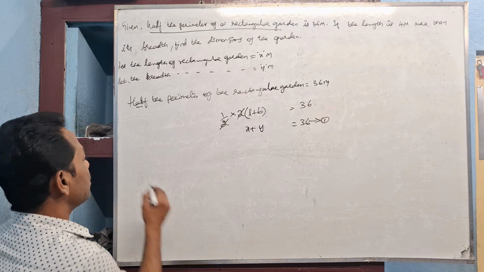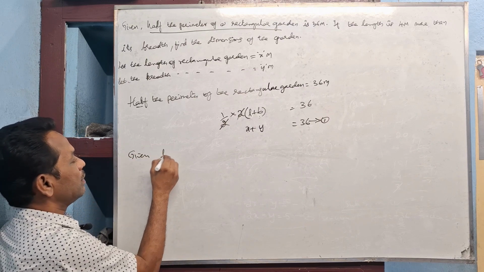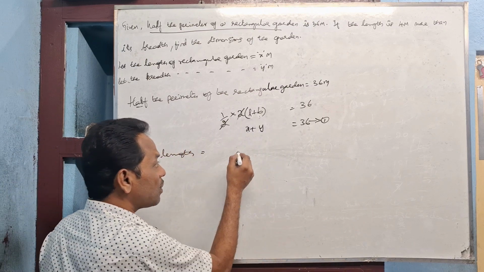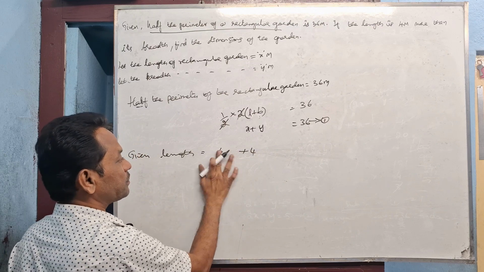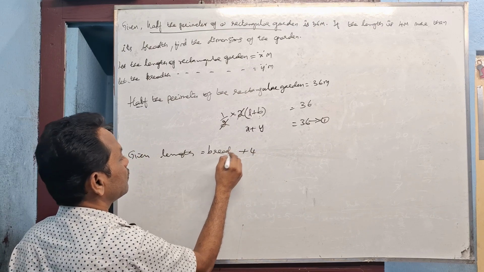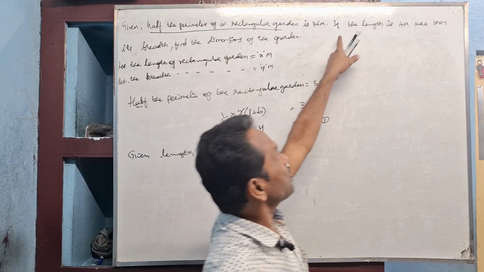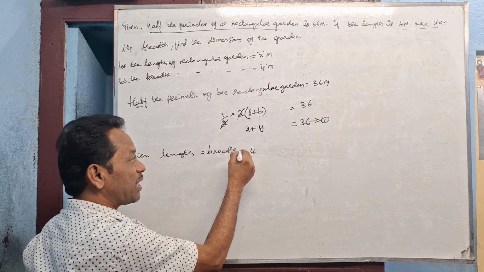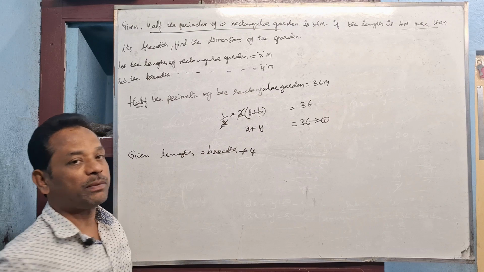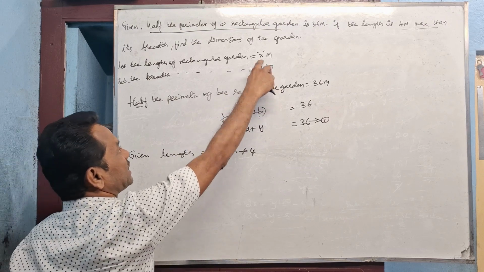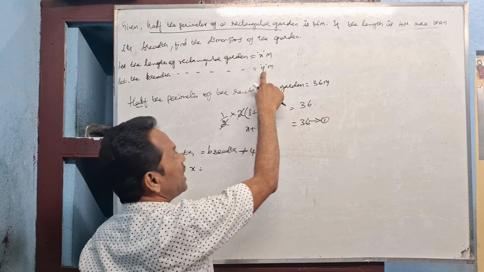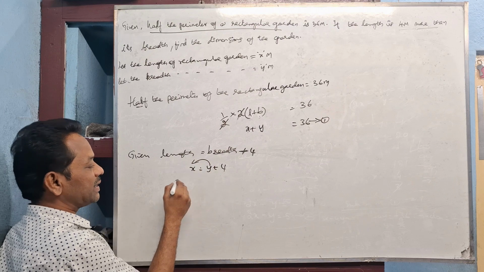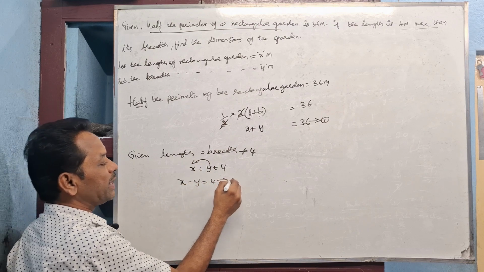Let us go for the second condition. It is also given that length is 4 more than breadth. So length, which is x, equals breadth, which is y, plus 4. Let me take y to the LHS. So x minus y equal to 4. Let me take this as equation 2.